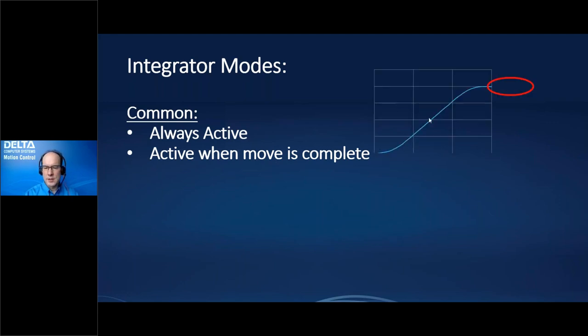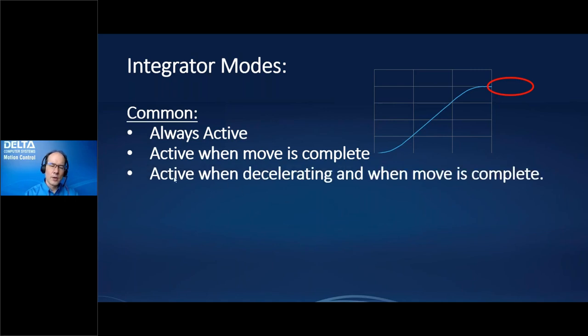So it looks like this on the motion, your target completes over here, and for all time until you do another command, the integral gain will be active. Or it can be active only when decelerating and when the move is complete. So the move starts and it's not active, and then here where it starts decelerating, it starts working and stays working after the move is complete.